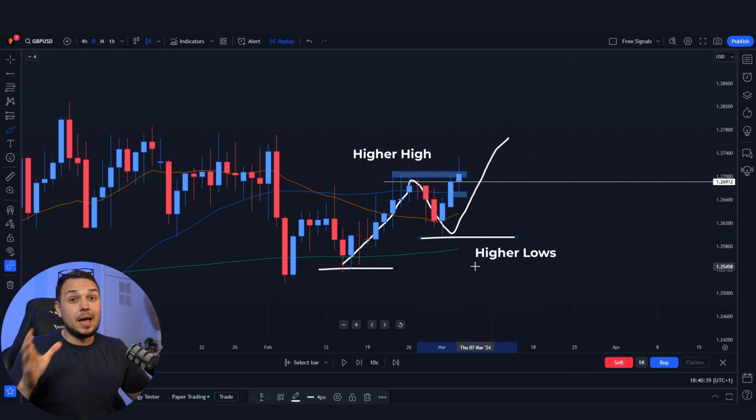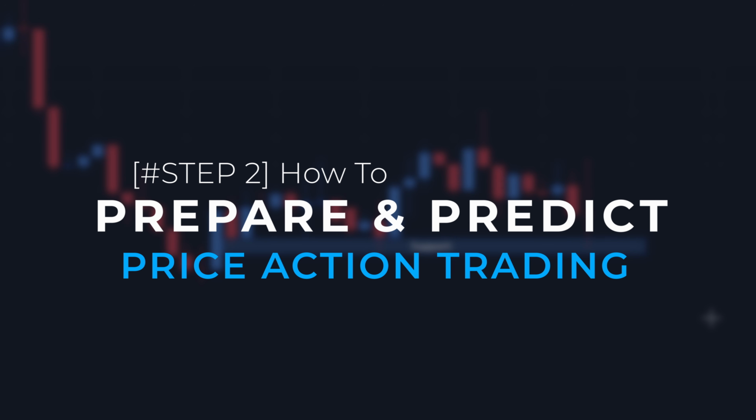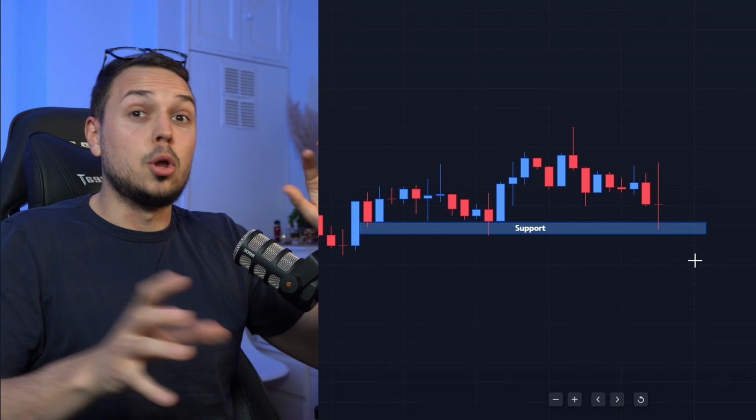Each time frame will have similar price action. That's why it's really important to have a look at the overall image rather than a singular time frame. And with this information, we are done with step 1. Okay, step 2 is how to prepare and predict price action trading. We'll come back to our previous plot a little later.